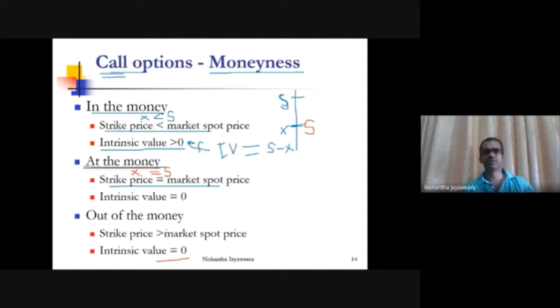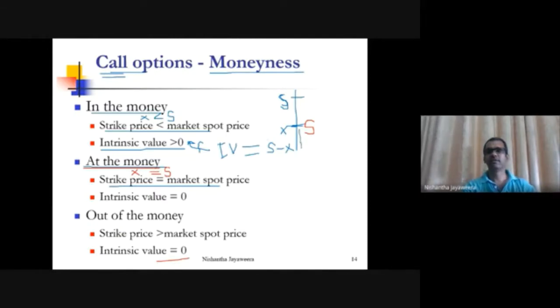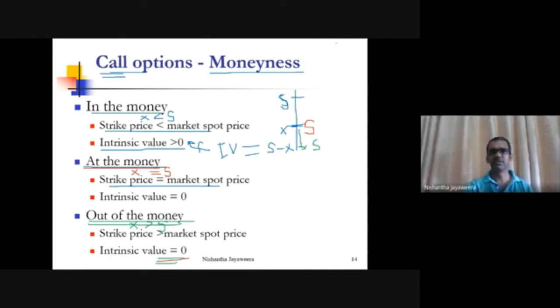The third condition for a call option is when the spot price is lower than the strike. Strike is higher than the spot. There's no value for this option, so intrinsic value is 0. We call it the out of the money option. Is it clear? In the money is easy. Whenever the intrinsic value is positive, it is in the money. But at the money and out of the money, intrinsic value is 0.